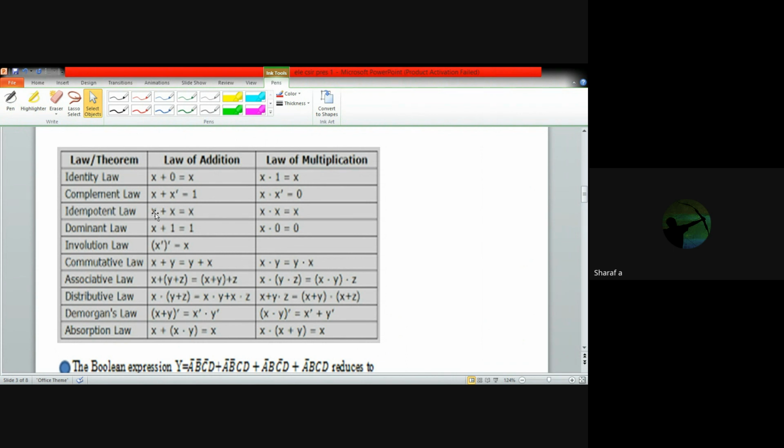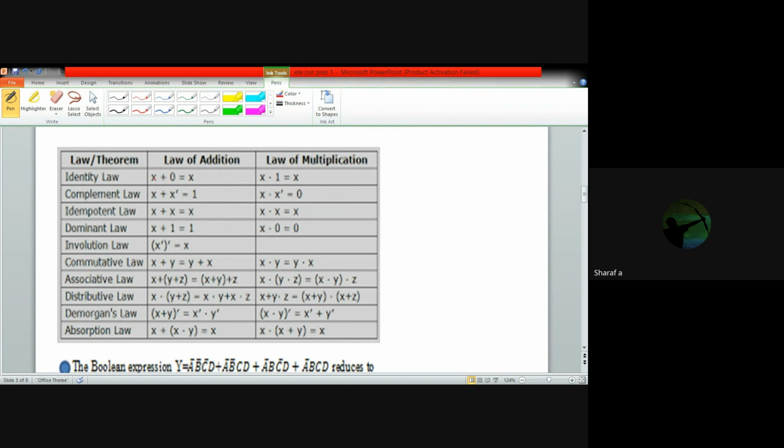These laws are very simple. Some of them are very familiar to you, and some of them are tricky, which might be asked in the exam questions also. So we'll discuss them quickly one by one. I hope you can see this screen and it is visible.